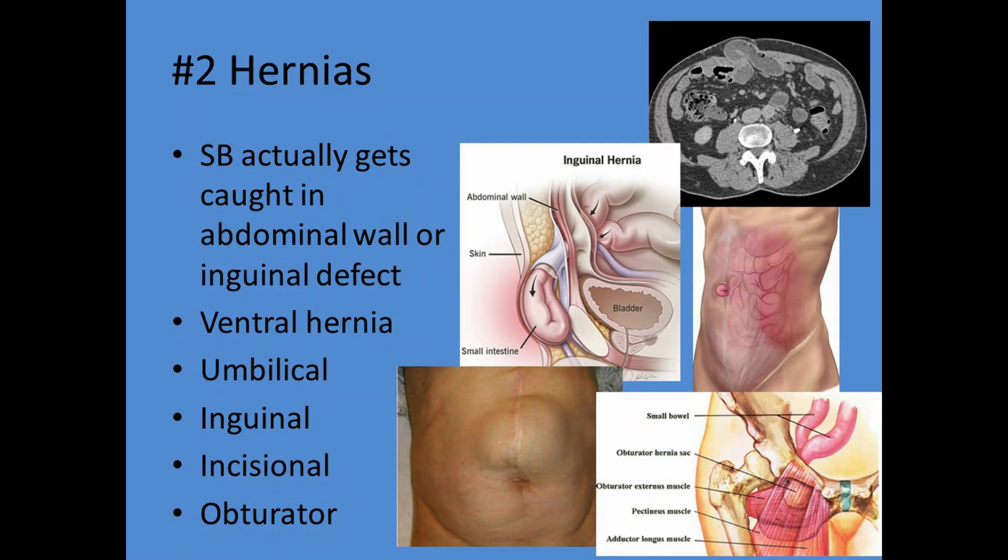Hernias are the second most common cause of small bowel obstruction. Physical exam is important in order to identify the hernia defect and evaluate whether the hernia is incarcerated and needs to be reduced in the operating room.